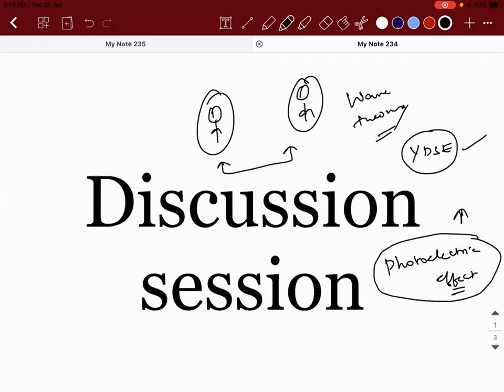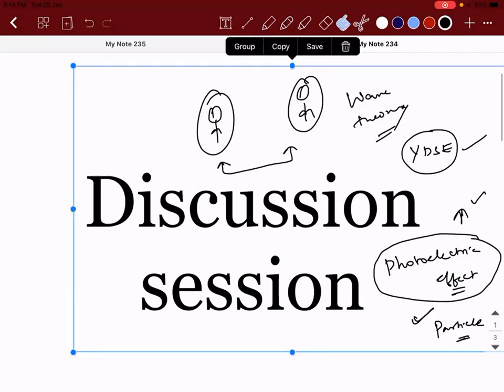This is the experiment for which Einstein got a Nobel Prize, the photoelectric effect. Many people think it is for the energy equation he gave, or for the theory of relativity. No, it is for the photoelectric effect concept, because this is the one which proved the particle nature of light. Is that clear? I hope there is no doubt in this subtopic.